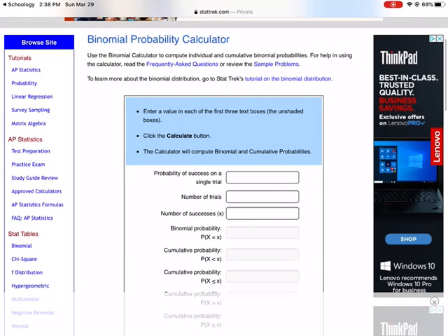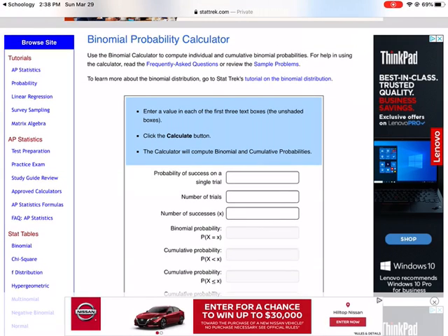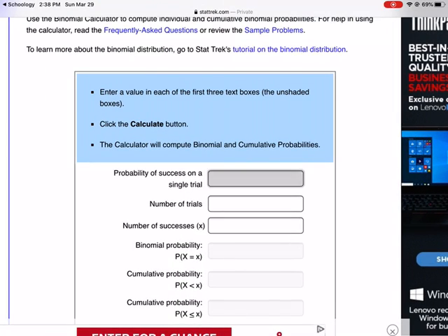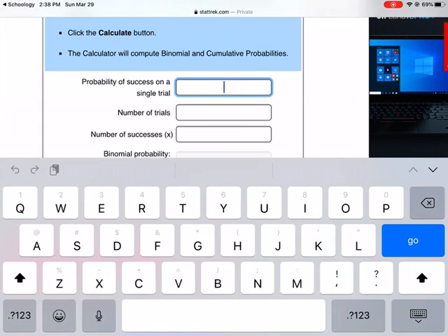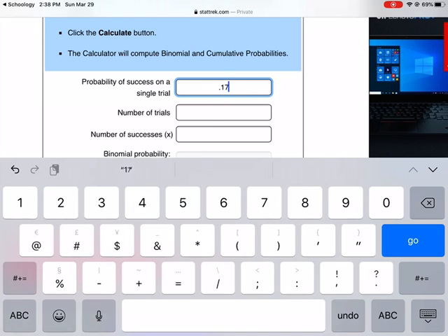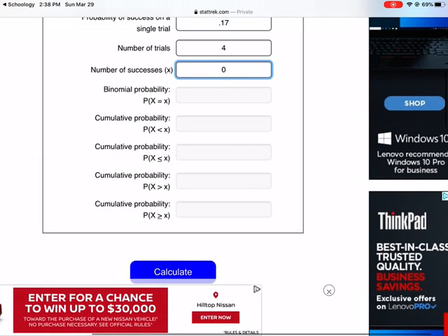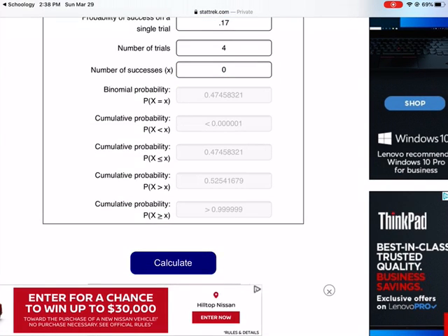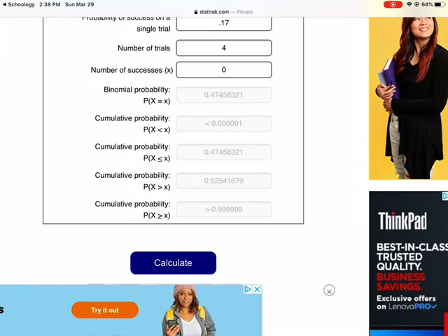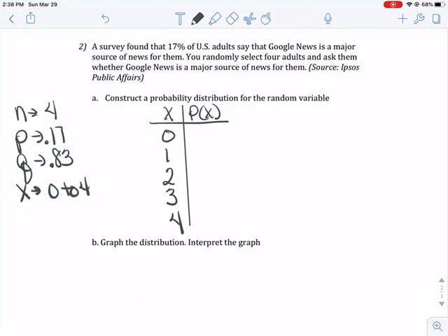There we are. Okay, so 0.17 is our success. Number of trials is 4. And number of successes, we're going to start with 0. Unfortunately, you have to do every single one. There's no shortcut here, guys. You actually have to physically do 0, 1, 2, 3, and 4. Okay, so 0 is 0.47.